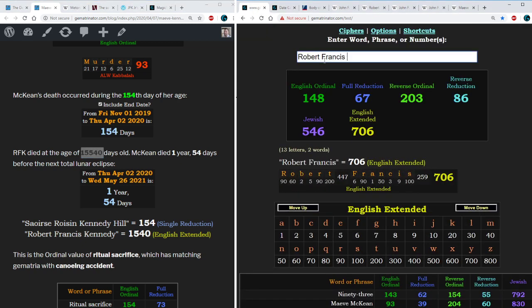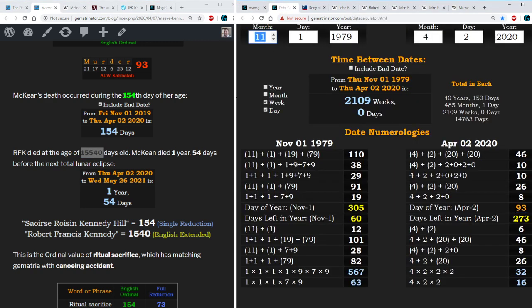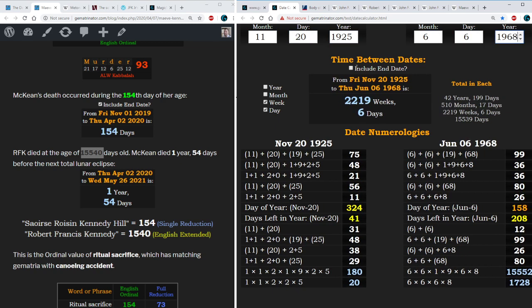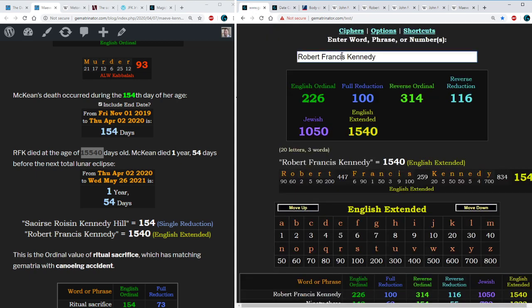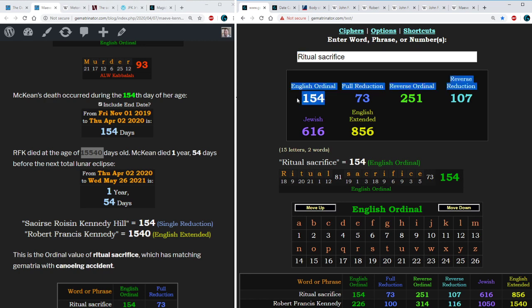Their grandfather, Robert Francis Kennedy, has this 154 gematria in English. He died at the age of 15,540 days old, I believe. Yeah, there you go. 154, also the single reduction value of Saoirse Hill's full name. 154, part of that ritual sacrifice code.